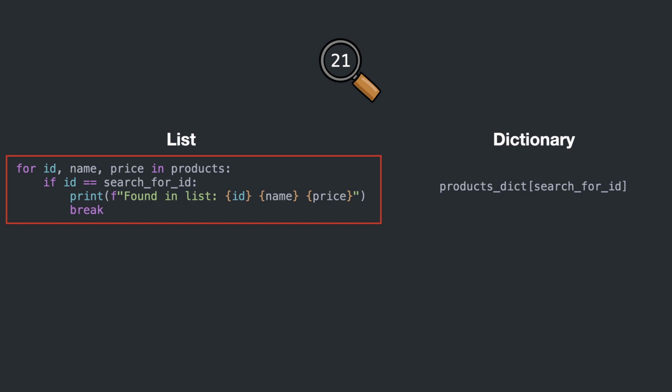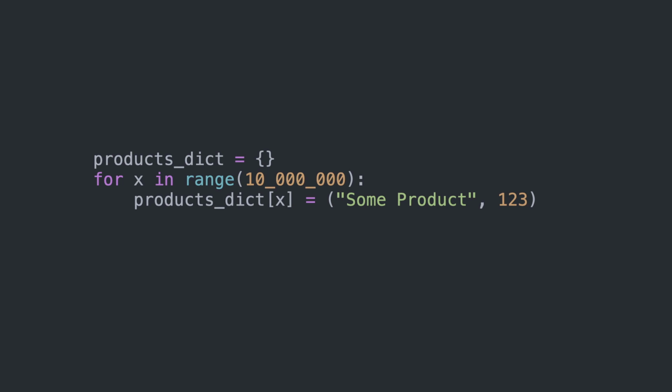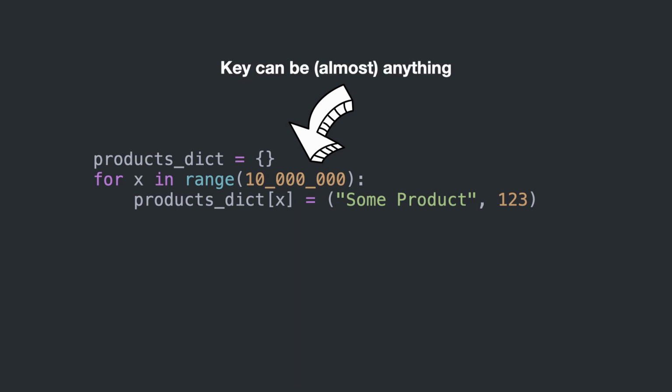First, I need to tell you two things about the key in this product dictionary. The key of the product dictionary is an integer, but does not have to be. Typically, you will see numbers and strings as keys, but they can be any data type as long as the data type is immutable. And if you want to know what that means, let me know in the comments.